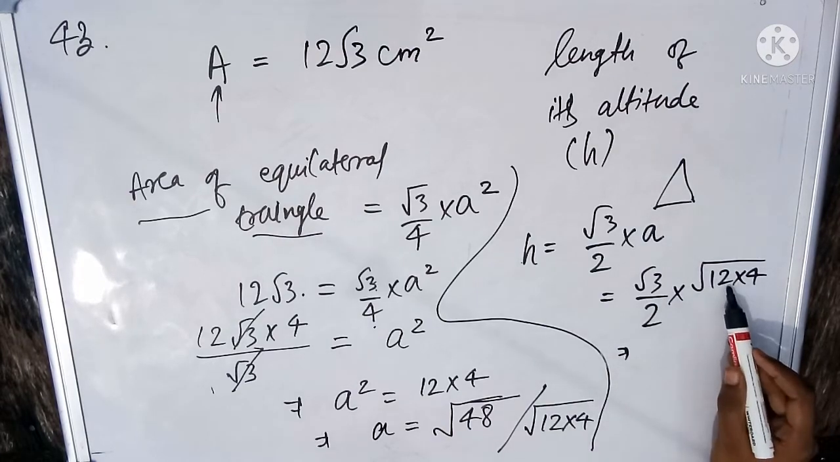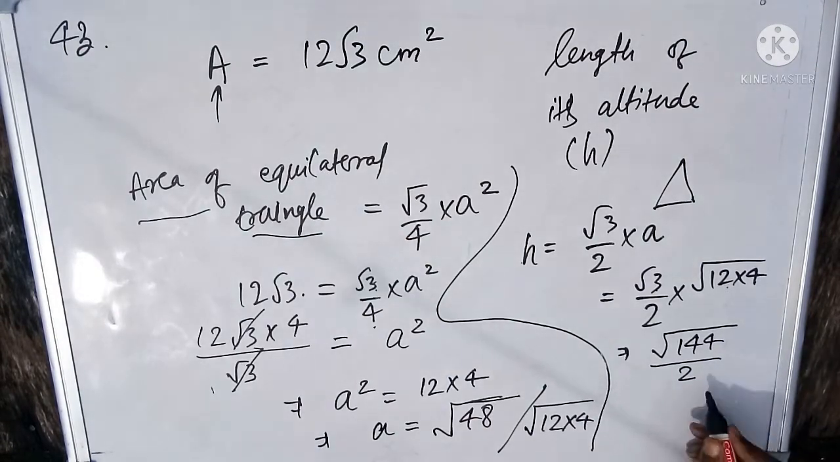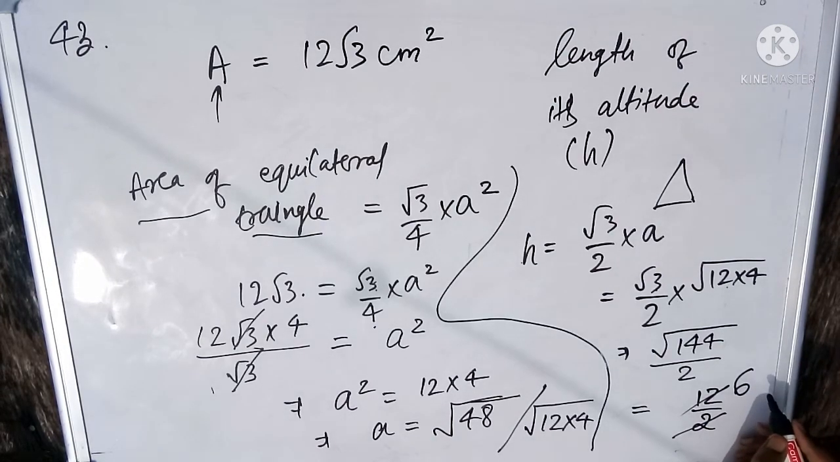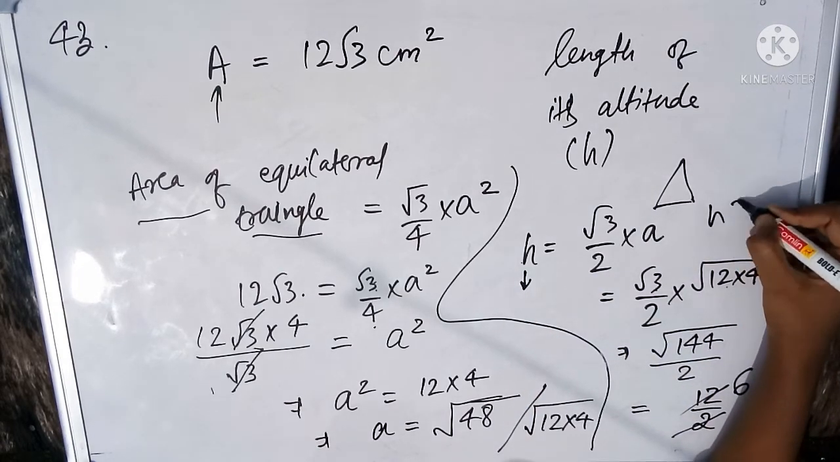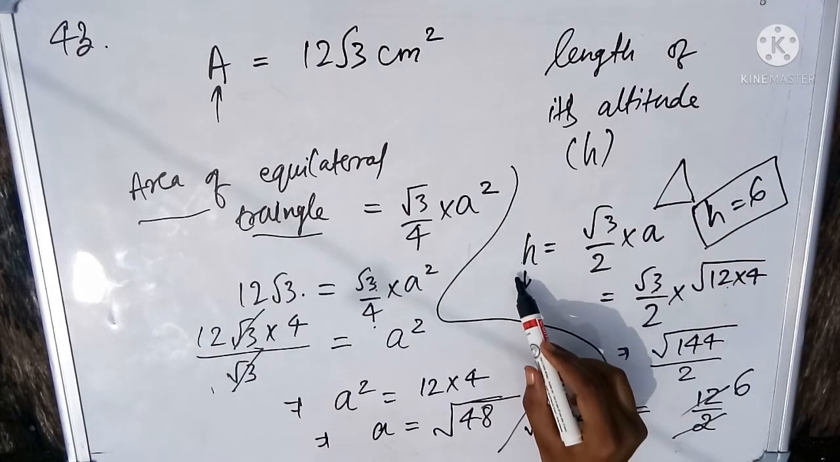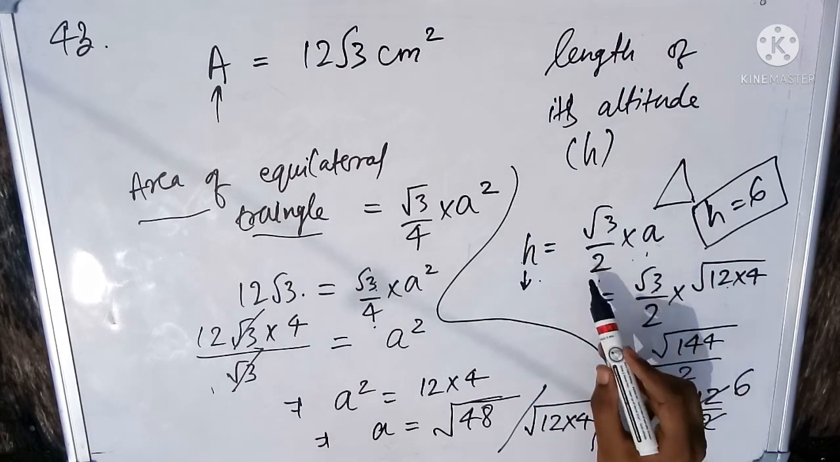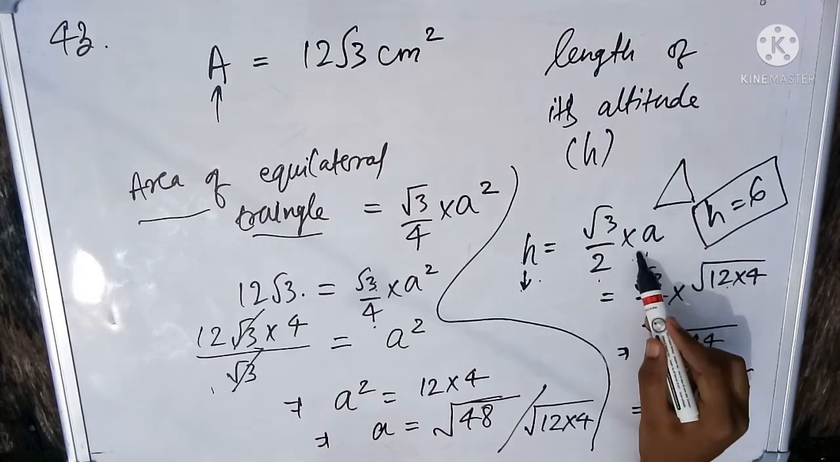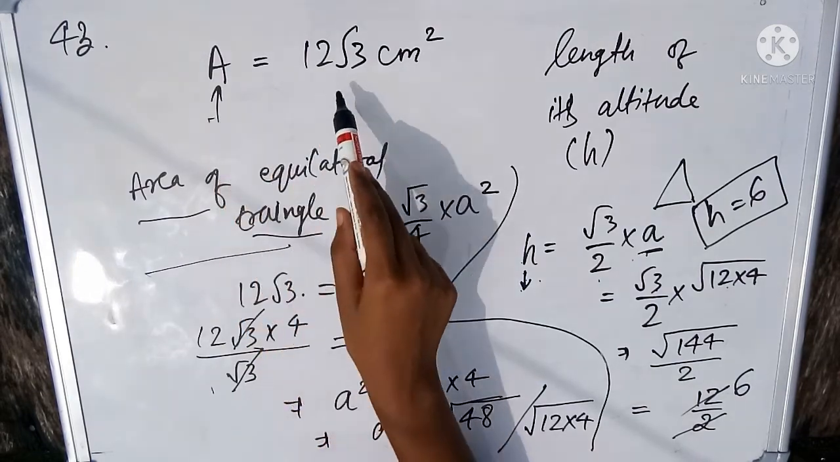So here if you multiply 4, 12 and 3, we have root under 144 divided by 2. And the square root of 144 is 12, and we divide by 2. So here we can cancel, and thus we can say the value of h, height, or you can say altitude, is equal to 6. So in this question, first we have to know the formula for the altitude of an equilateral triangle, which is root 3 divided by 2 multiplied by a. And to find out the value of h, first we must know the value of a. And to calculate the value of a, we can use the area given here.